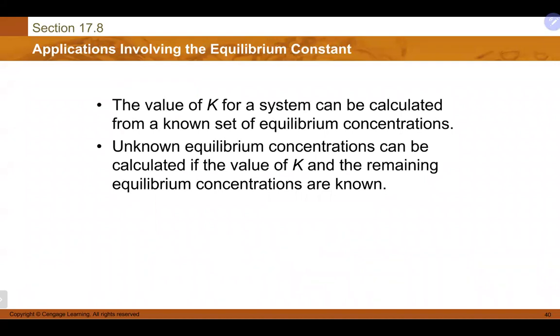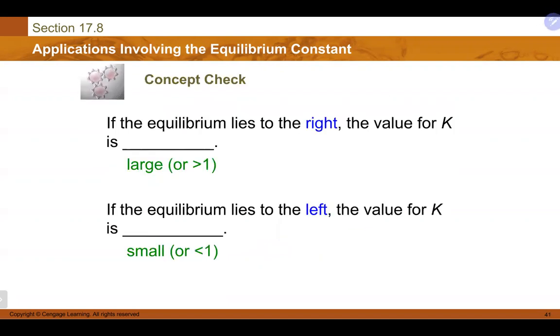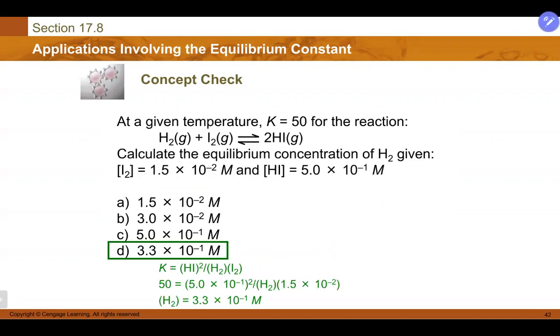All right. Now you can use the equilibrium constant if you know the equilibrium values for other things. You can find a missing concentration. Remember that when you go into this expression of products over reactants, they have to be equilibrium concentrations to do it correctly. So obviously, if the equilibrium lies to the right, we would expect more products and a large value of K. And if it lies to the left, that is more reactants, which means we should have a small value of K.